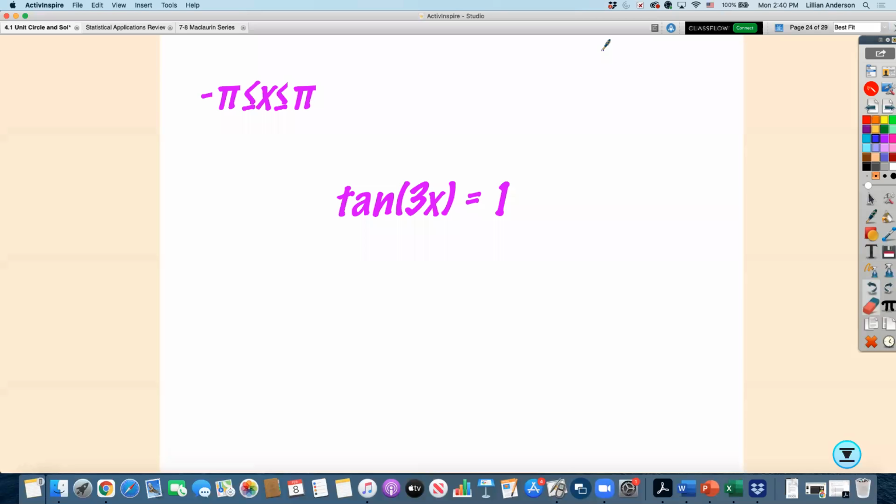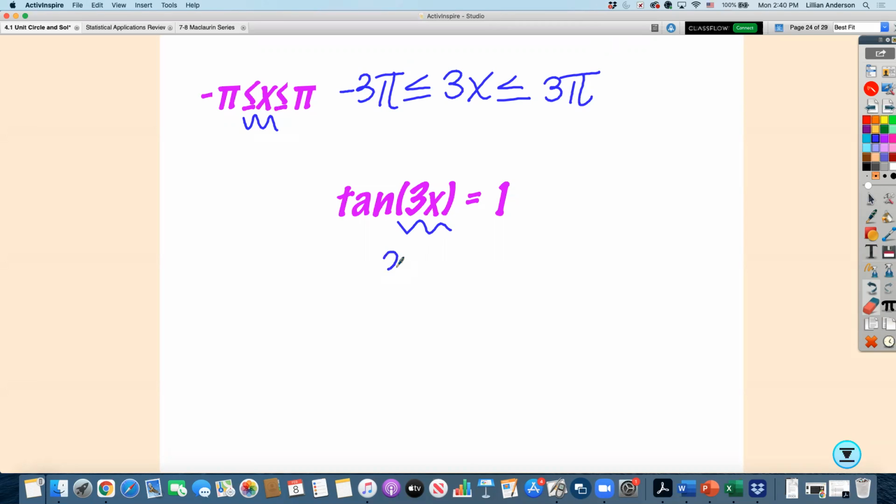So in this particular one, we've got tangent 3x is equal to 1, where my answers are going to be in radians. And hopefully you notice as well that I have to adjust my domain. So when I do that, my domain is now going to be from what to what? Negative 3 pi to 3 pi. Exactly, because I have to multiply both pi's by 3, negative and positive.